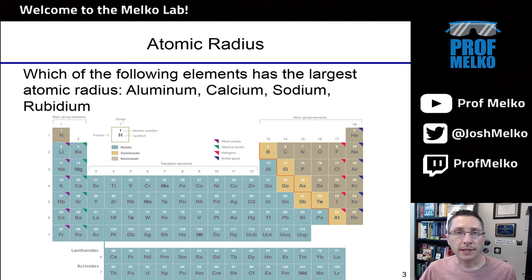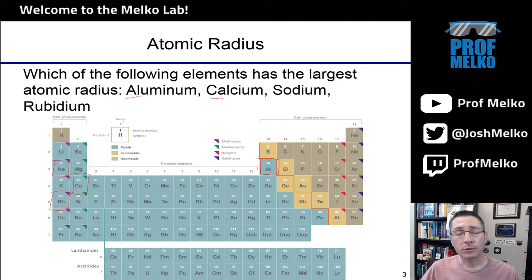We've also discussed in the previous lectures this concept of atomic radius. There are trends in the periodic table that describe whether elements get larger or smaller as I move, for instance, down the periodic table. So let's identify which of the following elements has the largest atomic radius. We need to identify the symbols and where these elements are. Aluminum, Al, is here. Calcium, Ca, is here. Sodium, Na, over here, and rubidium, Rb, down here.